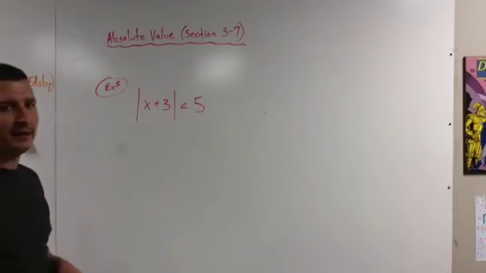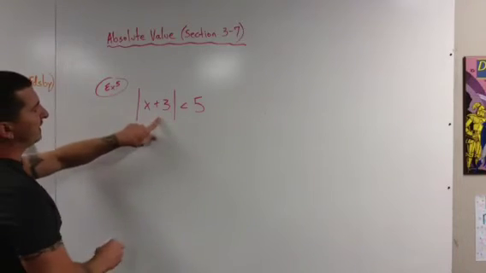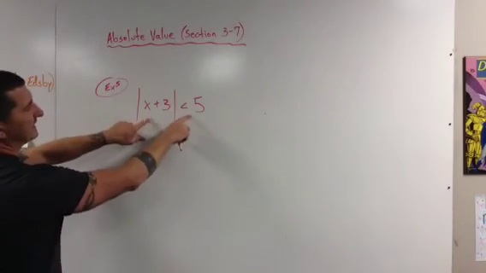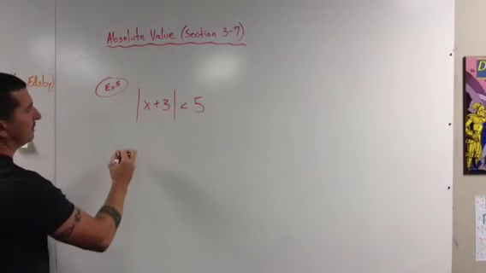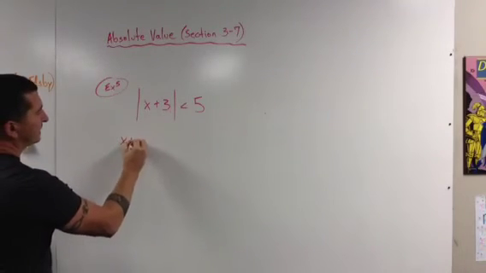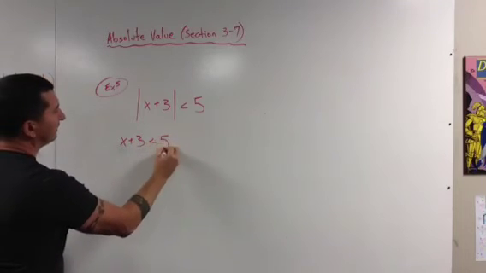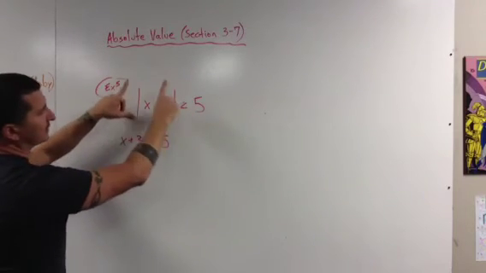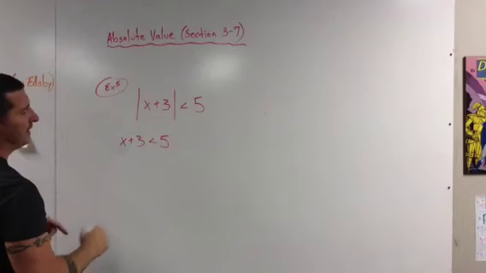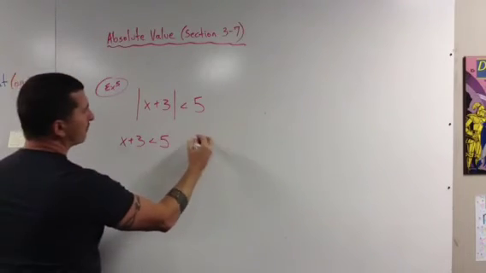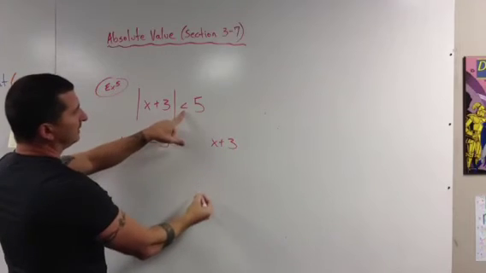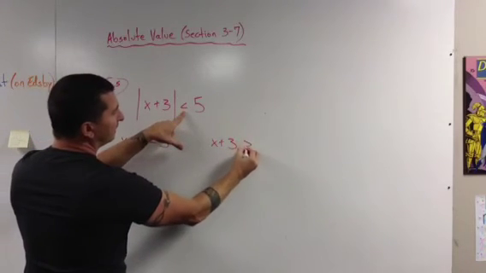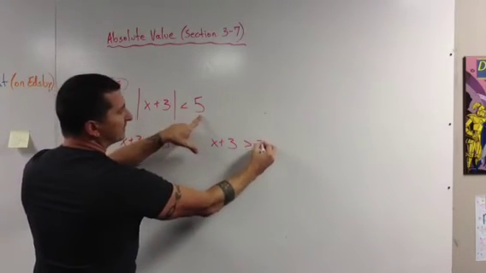Alright, our fifth and final example, we have the absolute value of x plus 3 is less than 5. In this problem, we're going to split this into 2 inequalities. So we have x plus 3 is less than 5. Once again, we just write it just like it looks without the absolute value signs. And then our second inequality, we write the left side just the same, x plus 3. We flip the inequality here, and we take the opposite of the right side.